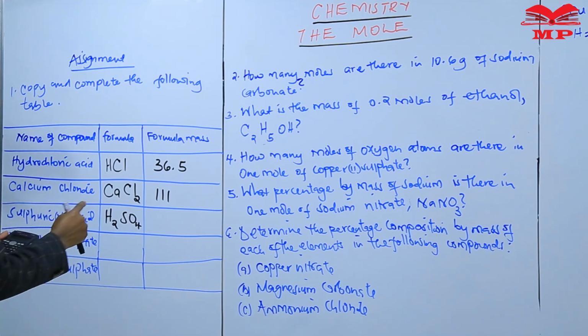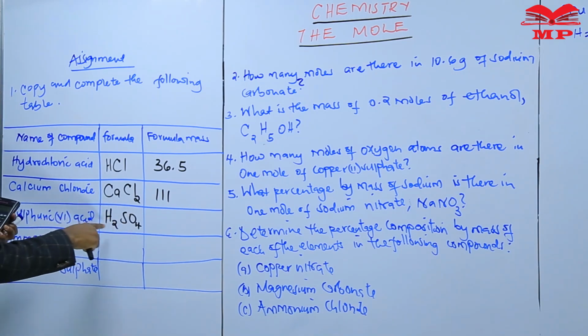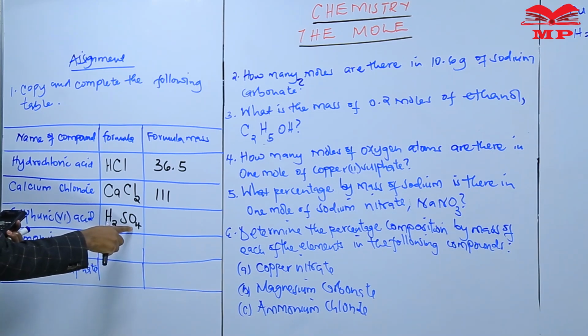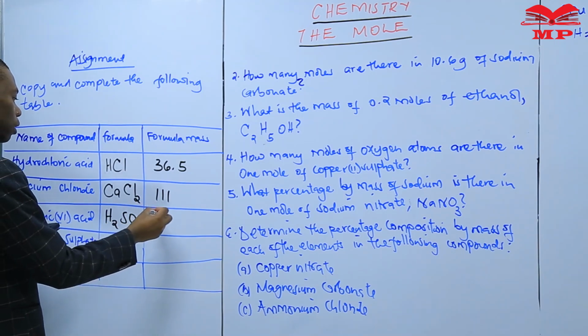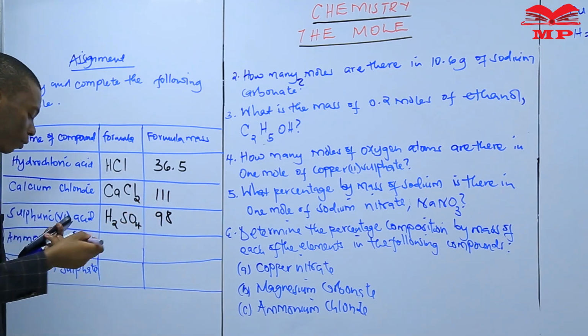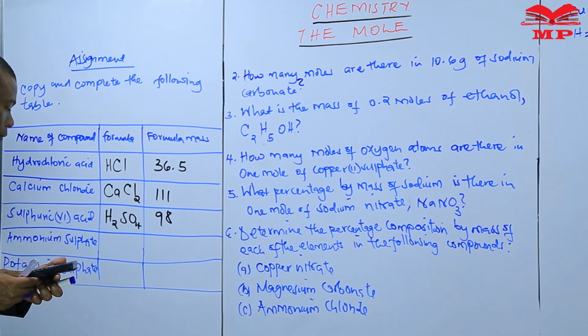And therefore, the formula mass of sulfuric acid will be 2, that is the mass of hydrogen, plus the mass of sulfur 32, plus 64, the mass of oxygen. And this will give you 98. Therefore, the mass of sulfuric acid is 98. We go to the next.